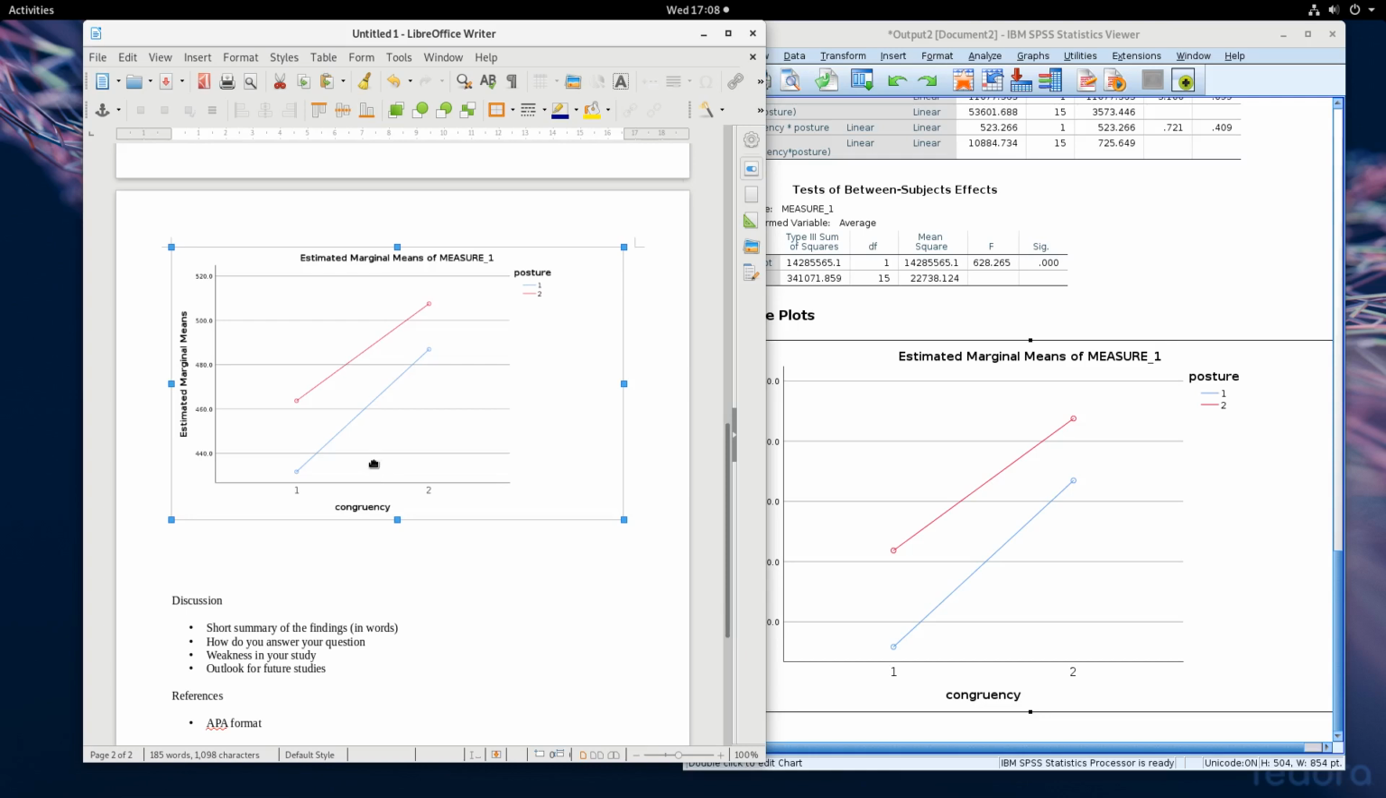For example, I think these two lines are nice. But for the posture, instead of saying 1 and 2, I would say something like normal and swapped arms. Here, estimated marginal means is not very meaningful. I would put reaction time in milliseconds. And here I would say congruent, and here incongruent, instead of 1 and 2. And you can still call this congruency. There is a lot of detail, and you would have to have a caption.